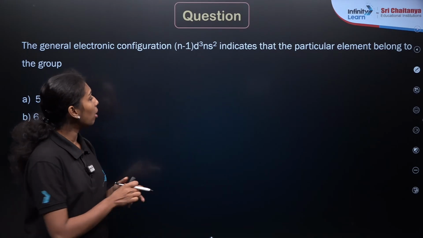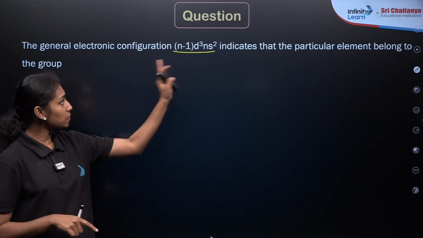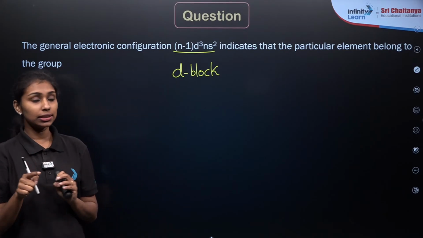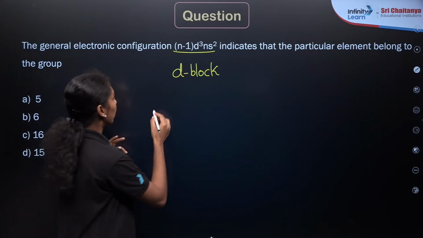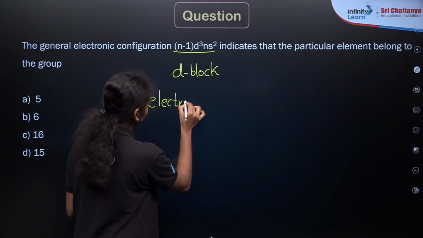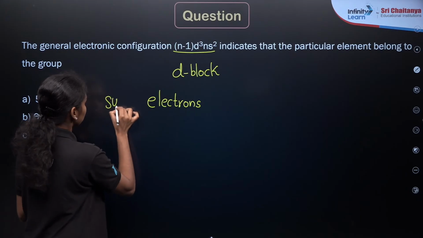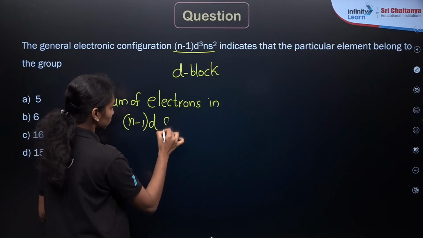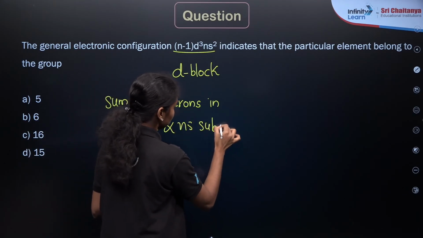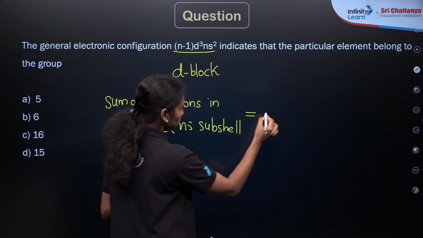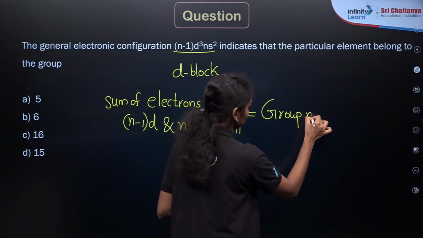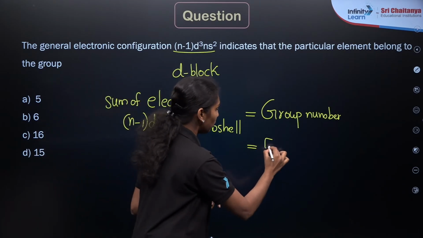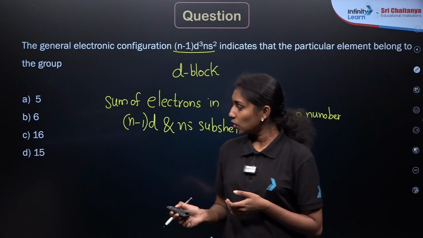This is the general electronic configuration of a d block element, right? d block element, because the last electron is entering into the d subshell here. As we already know, if you want to find out the group number of a d block element, you need to add the total number of electrons present in the (n-1)d subshell as well as the ns electrons, right? So that will be 3 plus 2, which means it is a group 5 element. So option A will be the correct answer here.